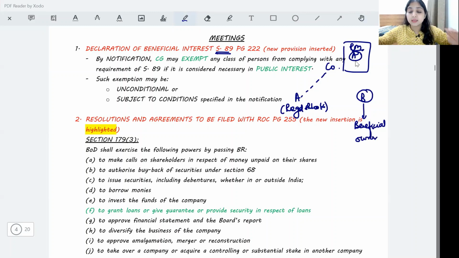You know about this. And you also know that in case a scenario like this exists, then A and B both have to inform the company that even though Mr. A is the registered shareholder, it is B who has beneficial interest. Both of them are supposed to inform this to the company. They are supposed to declare their beneficial interest to the company. And this is something that you are aware of.